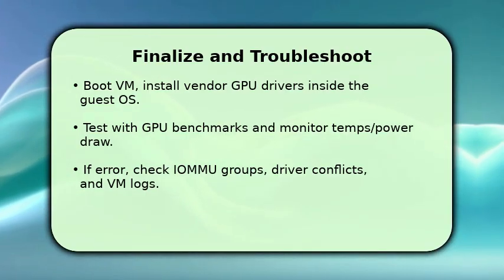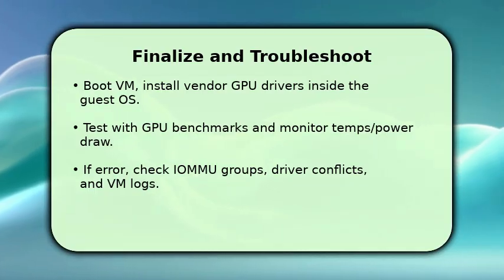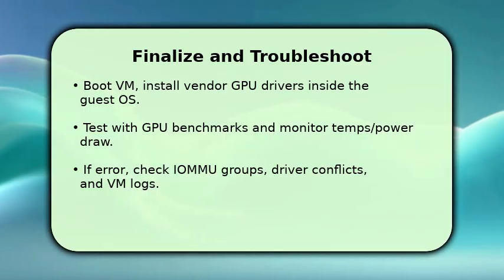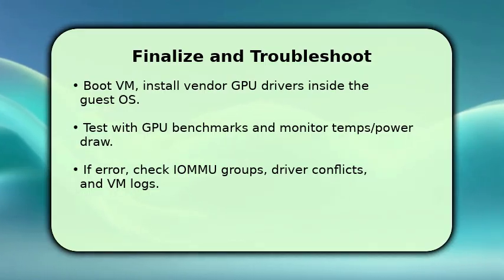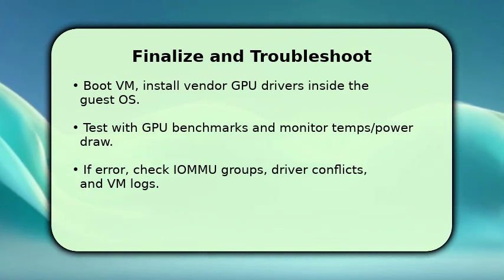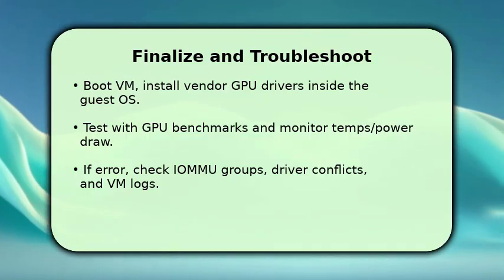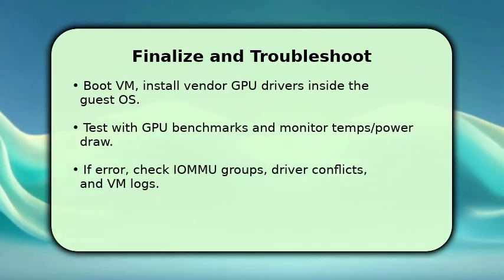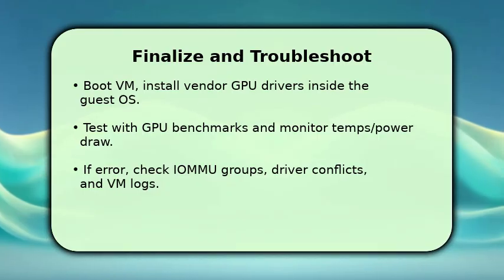Once drivers are in, run a benchmark or GPU workload to confirm functionality and watch temperatures and power draw to ensure stability. If something fails, make sure IOMMU groups are correct, no host drivers are holding the device, and review VirtualBox and host kernel logs for errors. One key tip: rebind host drivers and reboot the host if pass-through devices remain unavailable.